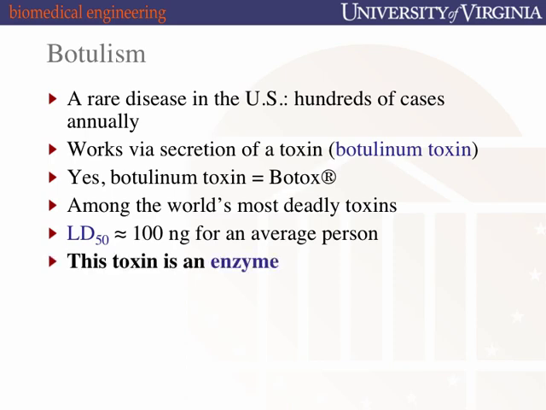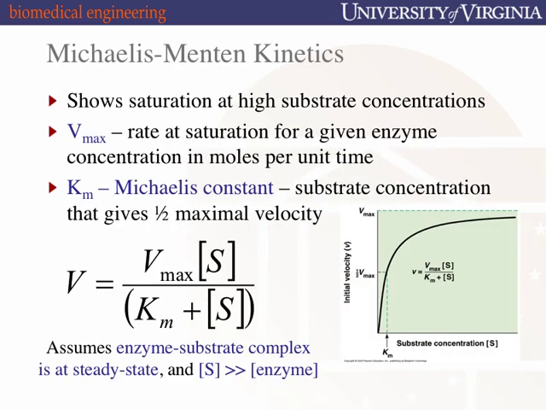Okay. All right, again, this toxin is an enzyme. Everyone saw the pre-lecture. An enzyme is a protein that catalyzes a reaction, right? Facilitates a reaction. All right, so we're very briefly going to review some of the material that was in the pre-lecture, and that's the Michaelis-Menten model for enzyme kinetics.